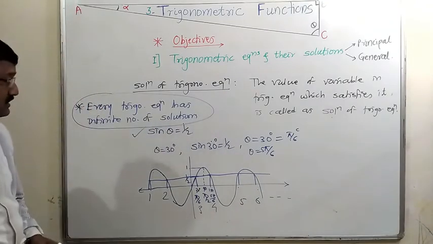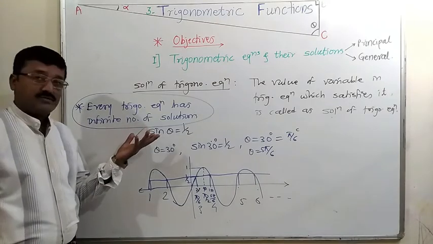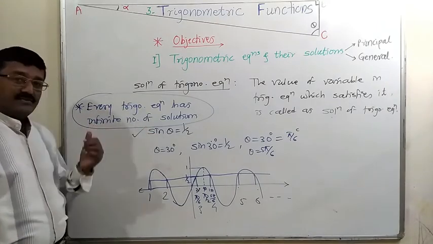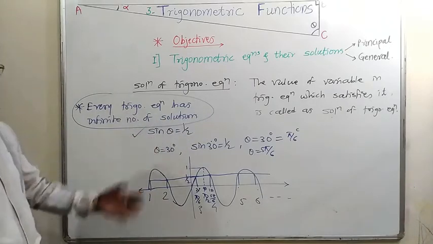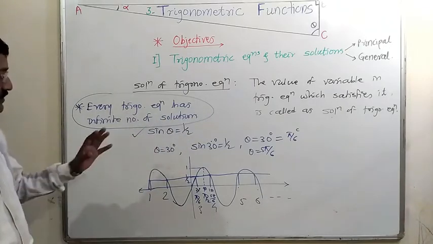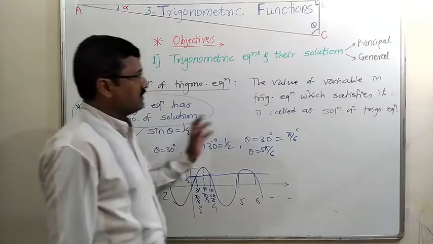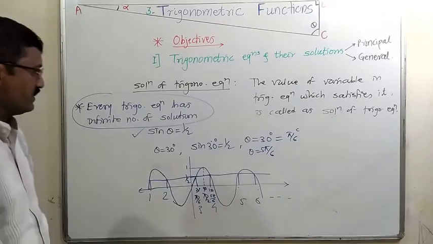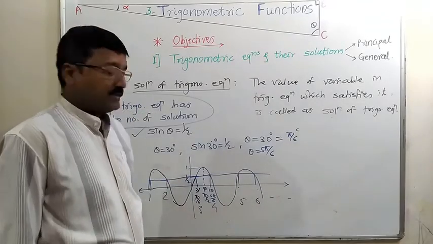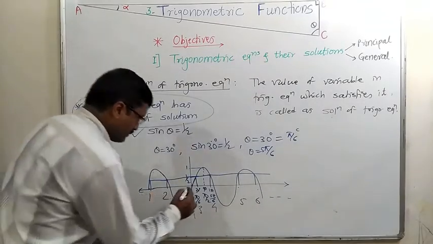So now the question arises, can we find all those solutions? No, it is not possible because they are infinite. We can't write all solutions, but we can represent all those solutions in the form of a formula, and that formula is nothing but the general solution of this trigonometric equation. So what about the principal solution? Principal means it's a trigonometric equation.